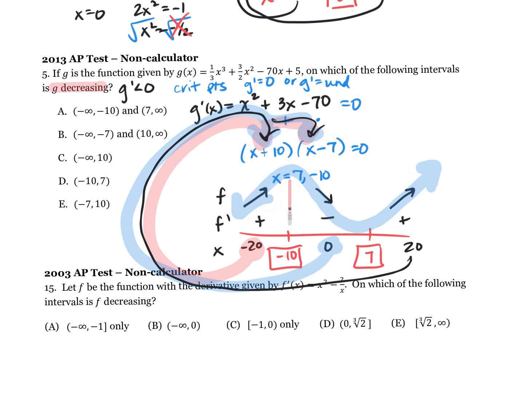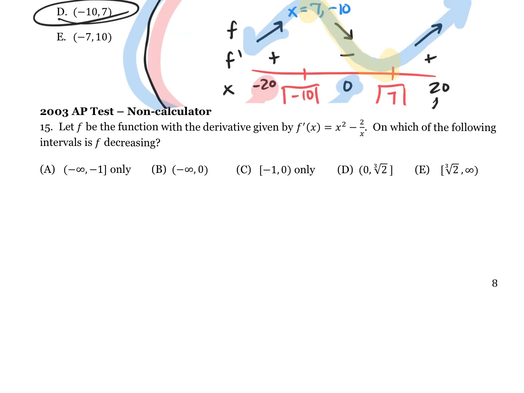My function is decreasing, wouldn't you agree, from here? I'm going to highlight the blue in yellow. From where to where is it decreasing? Again, these are x values. Negative 10 to 7. Is that an answer? Boom. I love them.